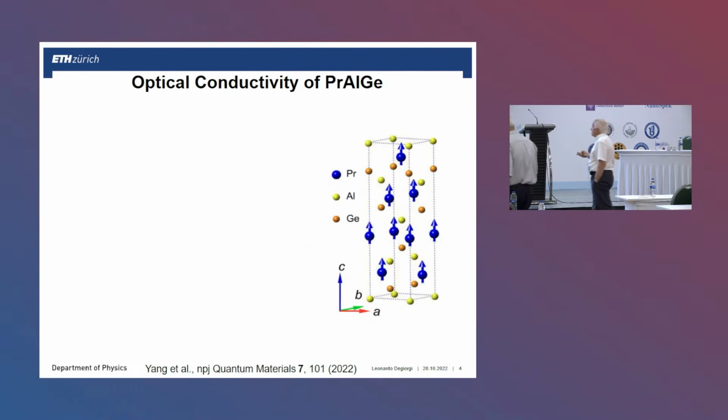Now, the focus will be mainly on the praseodymium compound, which, as I said, is a ferromagnet below a Curie temperature of 15 degrees Kelvin.